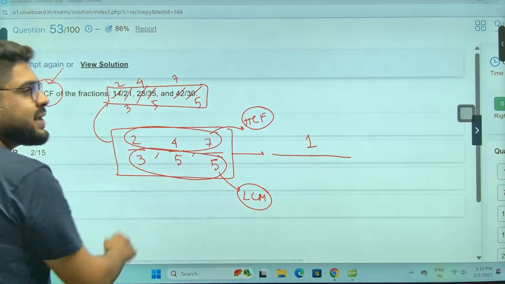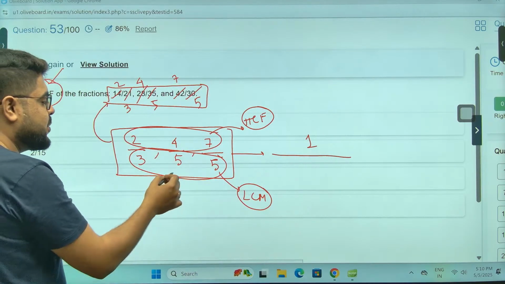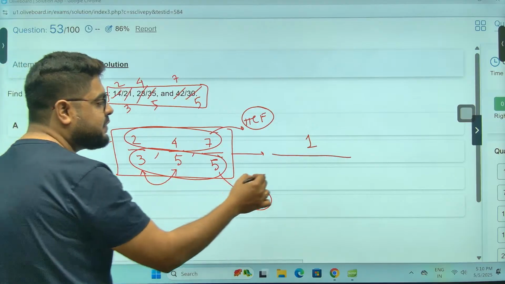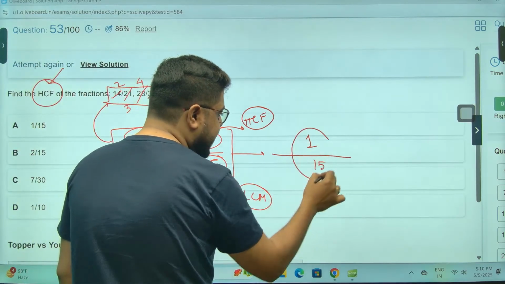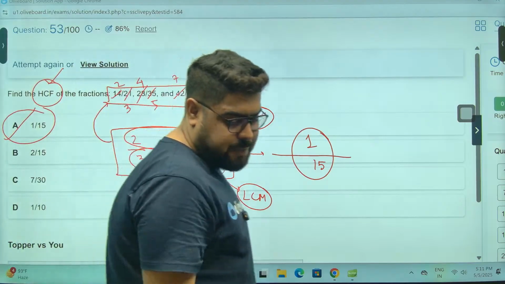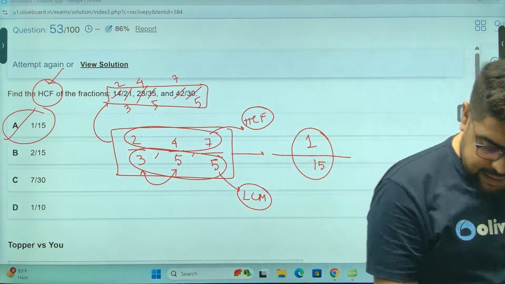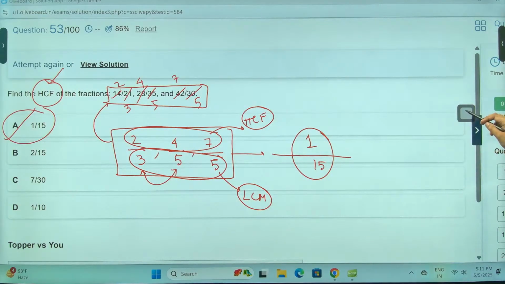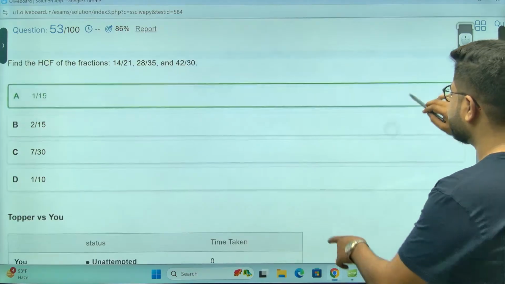So it's very simple. Both are 5s, so the LCM will be 5 into 3, 15. It is as simple as it gets. Option number A is the correct answer. Option A, Kamal, Reena, Sashi, all of you guys are 100% correct.